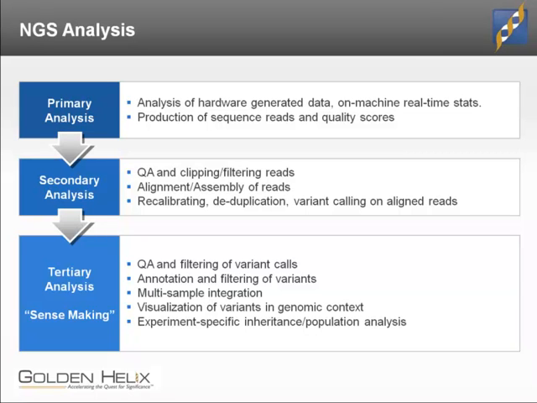And in secondary analysis, that is what we label as all of the alignment or assembly if you're doing a de novo project, or then the variant calling that goes on after completing an alignment of all your short-read sequence data. And then in tertiary, the sense-making part, it's where we get into the phenotypic association and trying to find what is driving the disease or the other phenotype that we're studying.